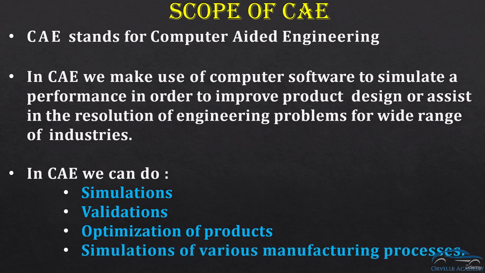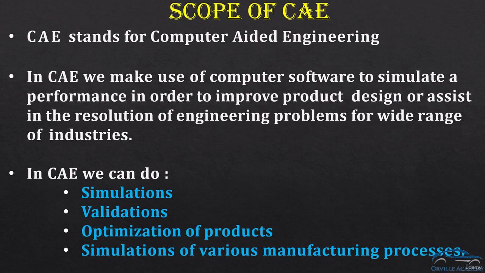Another important thing that we can do with CAE is the simulation of various manufacturing processes. You might have heard of organizations doing mold flow analysis, casting analysis, and various G-code and M-code creation. So multiple manufacturing processes can be done in CAE also.